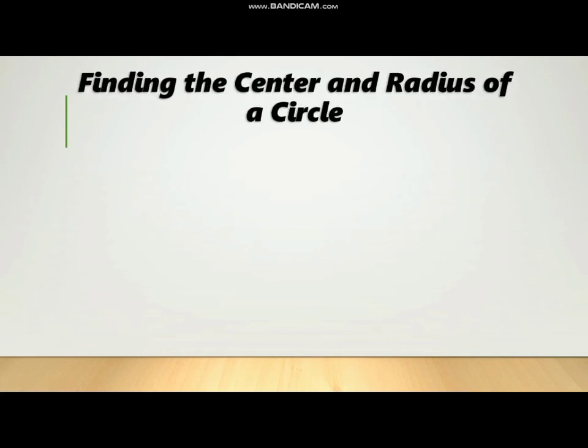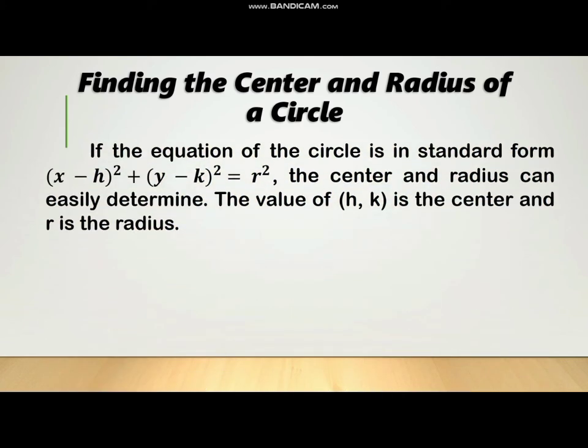Finding the center and radius of a circle. Ito na yung kabaliktaran ng ginawa natin kanina. If the equation of the circle is in a standard form, the square of x minus h plus the square of y minus k equals r squared, the center and radius can easily be determined. The value of (h, k) is the center and r is the radius.